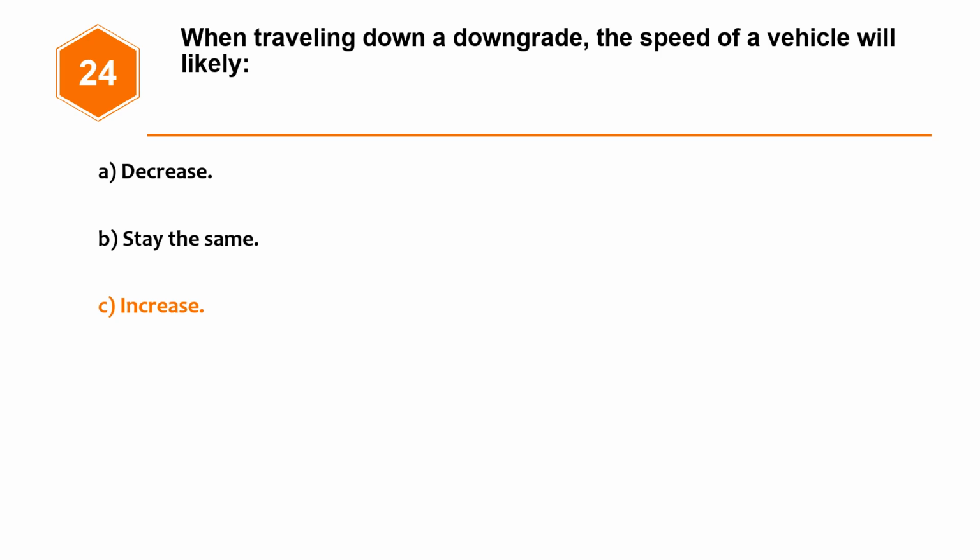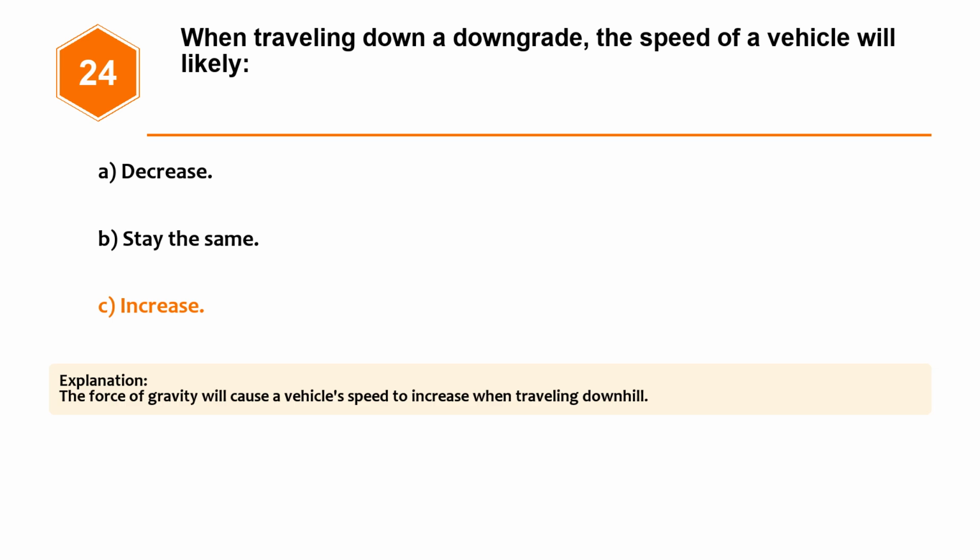The correct answer is option C, increase. Explanation. The force of gravity will cause a vehicle's speed to increase when traveling downhill.